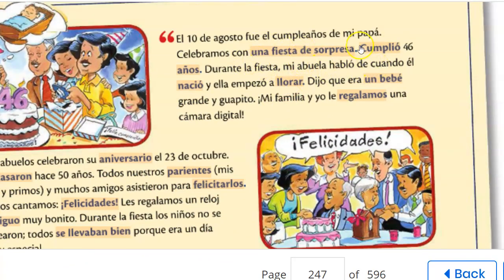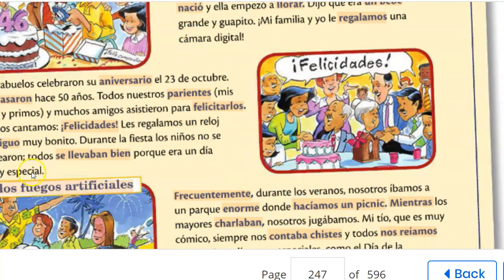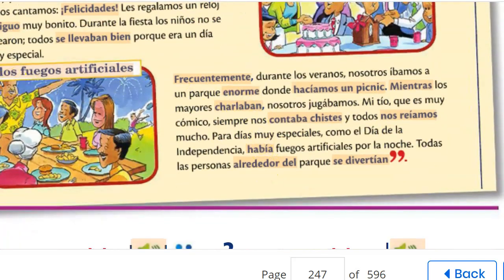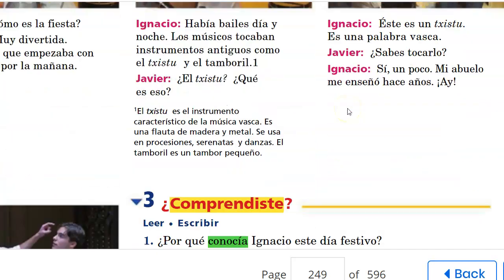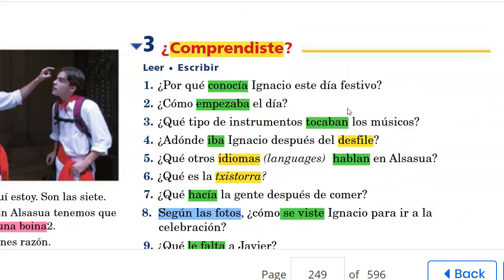Has a description of una fiesta de cumpleaños. Second paragraph is un aniversario and how we celebrate that. And then los fuegos artificiales o el Día de la Independencia aquí en los Estados Unidos el 4 de julio. ¿Cómo se celebra el Día de la Independencia? So try to take a look at those three special occasions, and then you guys are going to wrap up class today taking a look at the video historia.